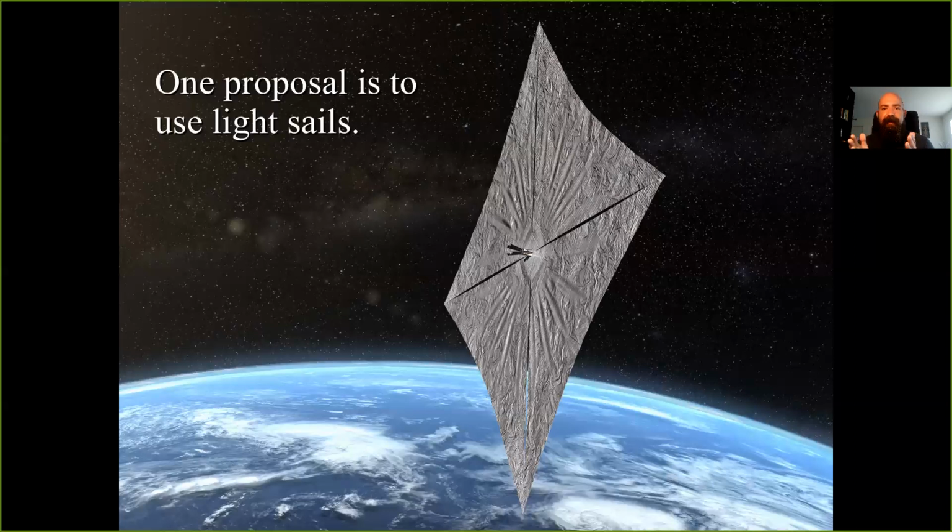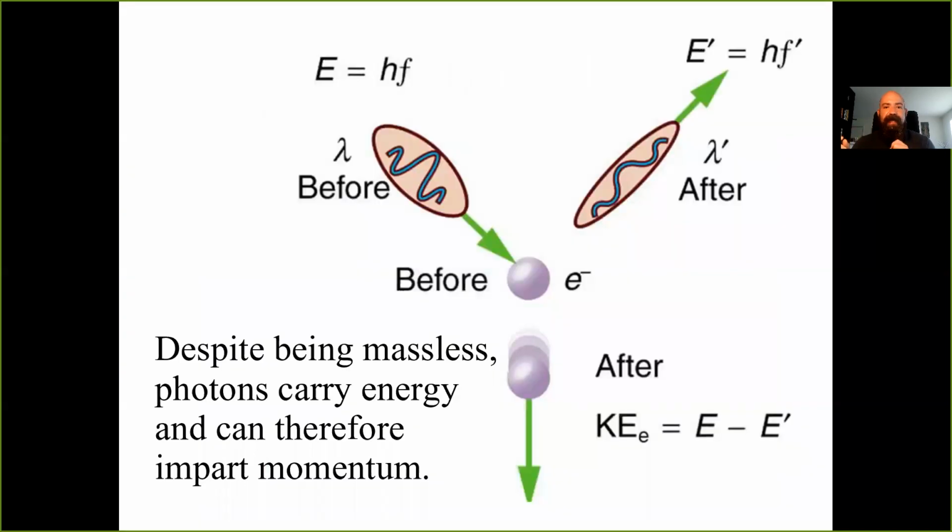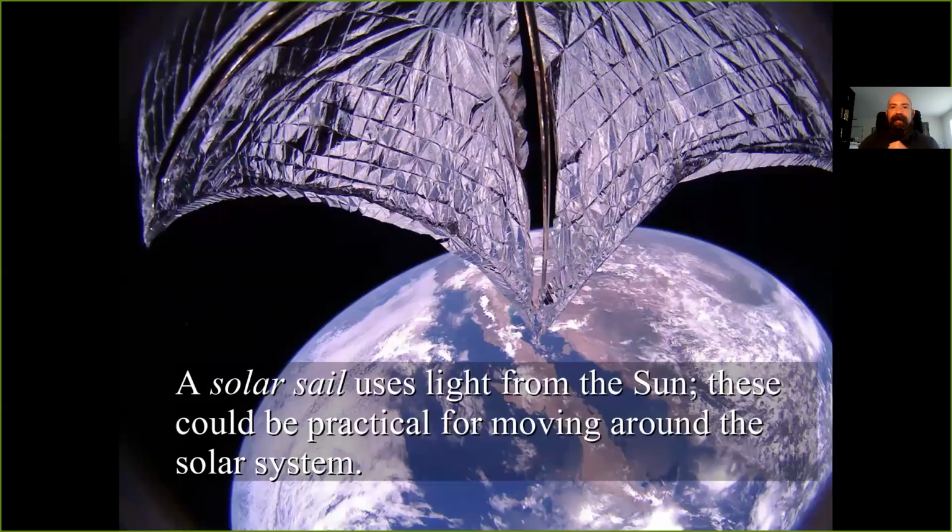One of them is a light sail. Now, this technology works because light, photons, although they are massless, do carry energy, which means that when a photon hits matter, it is able to impart a little bit of momentum to it. So a solar sail simply uses the light from the sun. And this is a picture of a solar sail being deployed in Earth orbit, I believe by the Planetary Society, just as a test mission, a proof of concept to see if it would work, and it did work, in fact.